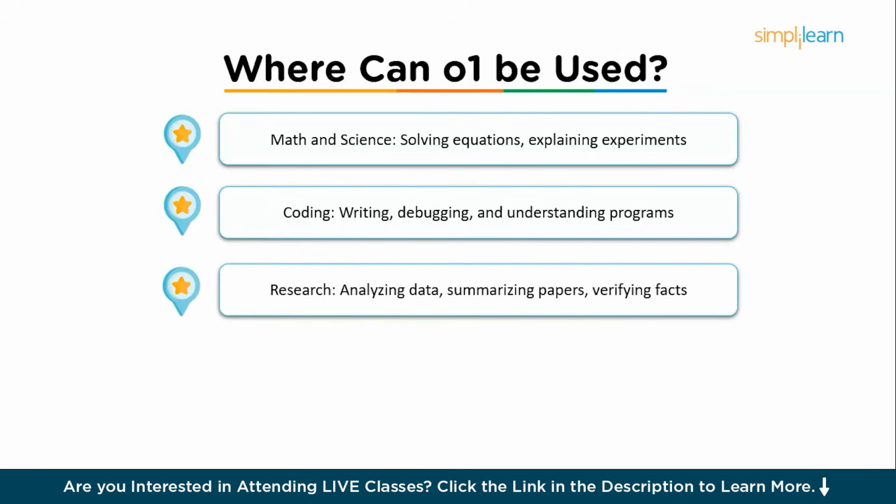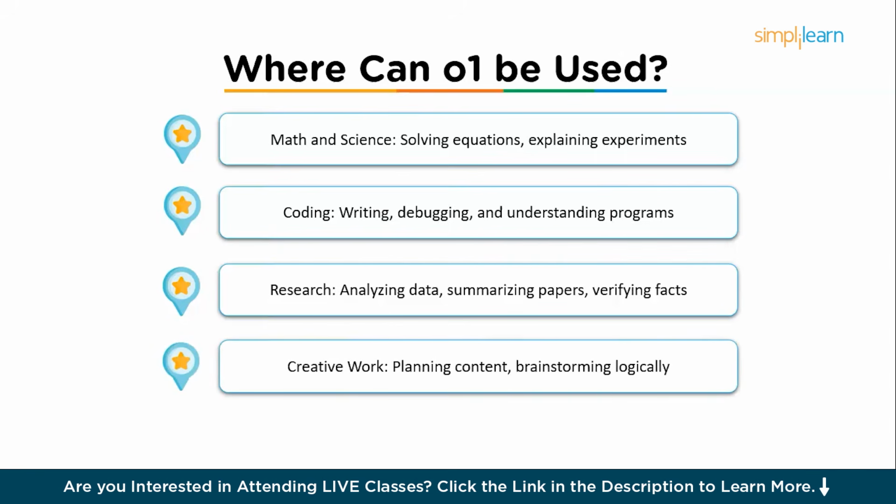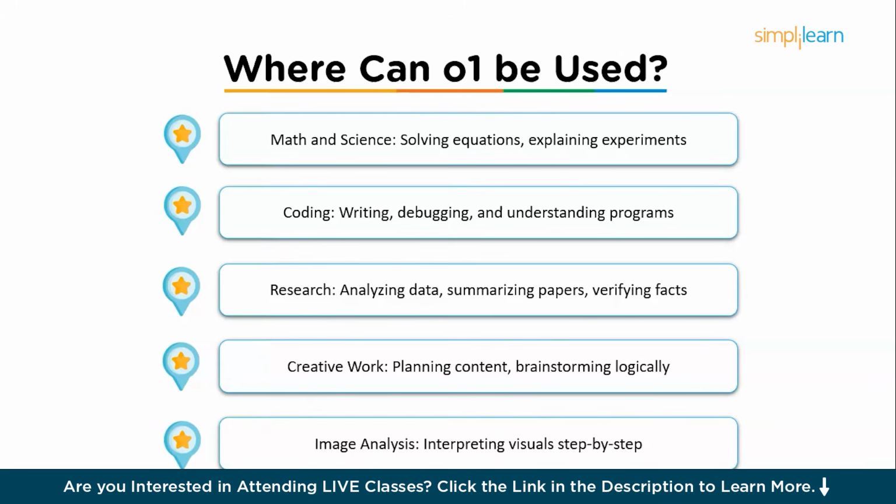Then we have research, that is analyzing data, summarizing papers, and verifying facts. And then we have creative work, so planning content and brainstorming logically all fall under creative work. Then we have image analysis, interpreting visuals step by step. So wherever thinking is needed, O1 delivers clarity.